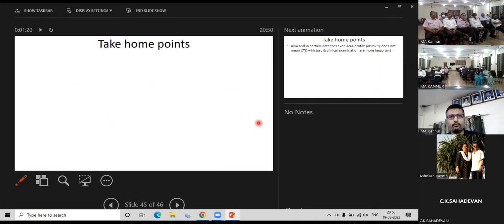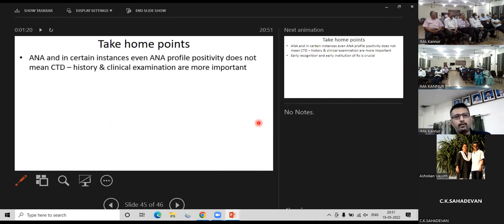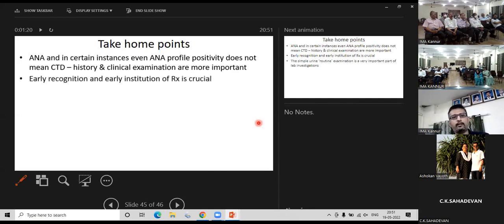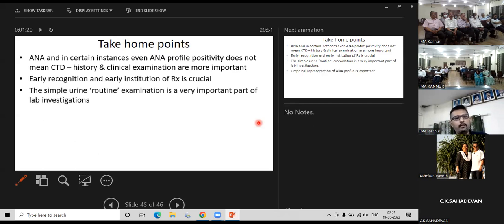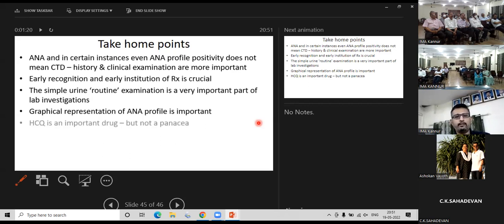So coming to the take-home points that I want to mention. One, ANA, and in certain instances ANA profile positivity, does not mean CTD. History and clinical examination are more important. Second, early recognition and early institution of treatment is crucial, maybe life-saving. The simple urine routine examination is a very important part of the lab investigations. Graphical representation of the ANA profile is important, possibly helps you avoid mistakes.